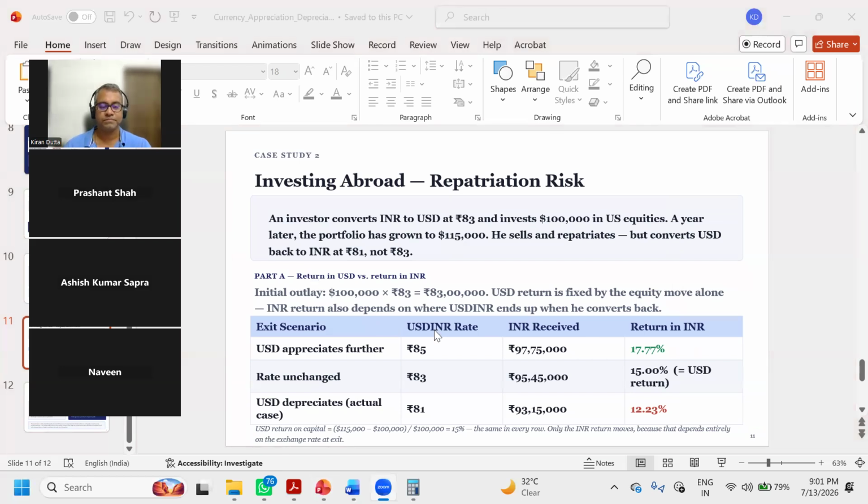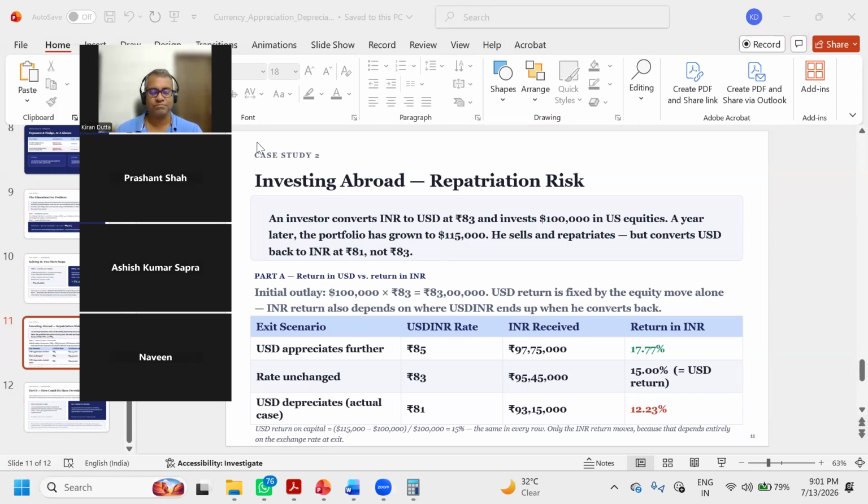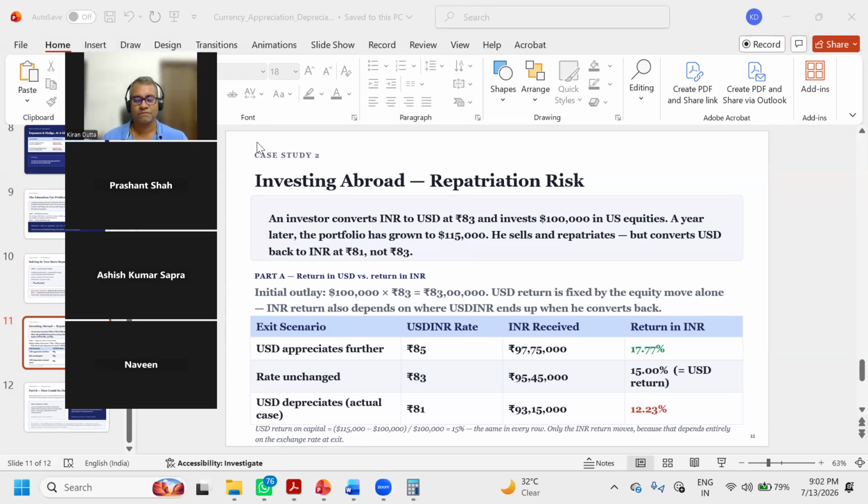Kiran, with this calculation, I'm having one point. Either he invests 83 lakhs of rupees, or it should be 81, because that way, if I'm converting into INR, I'm getting 15% return. See, but here it is showing 12.23% with 81, and 15% with 83. Either I'm wrong, I'll double check that.